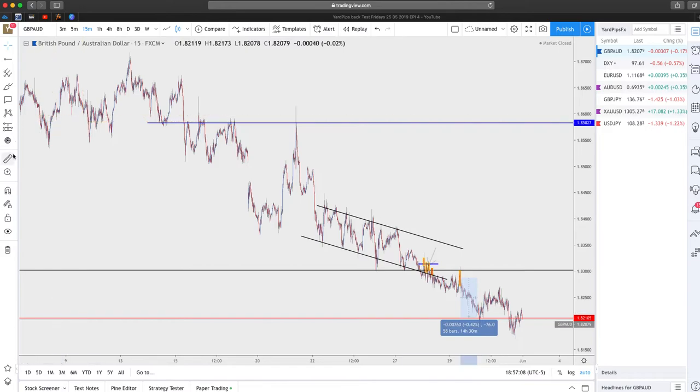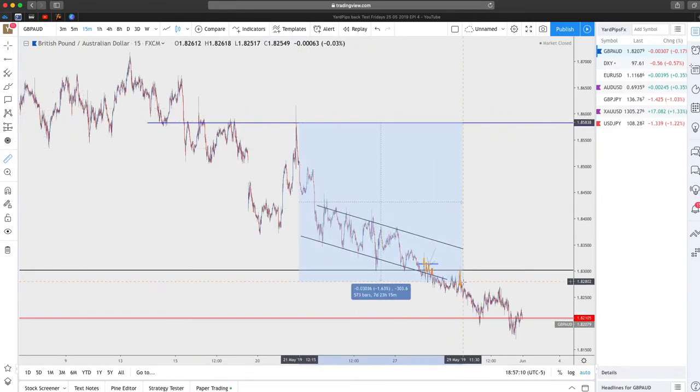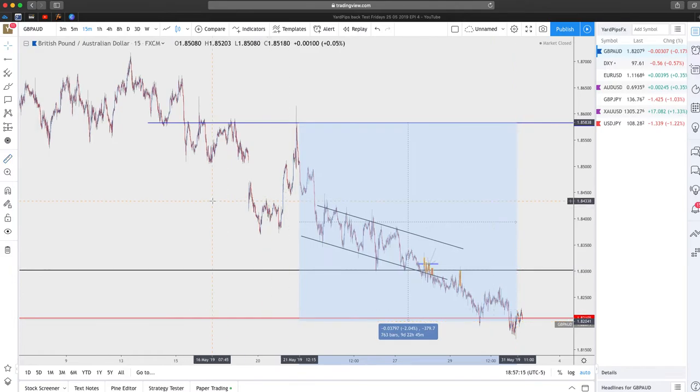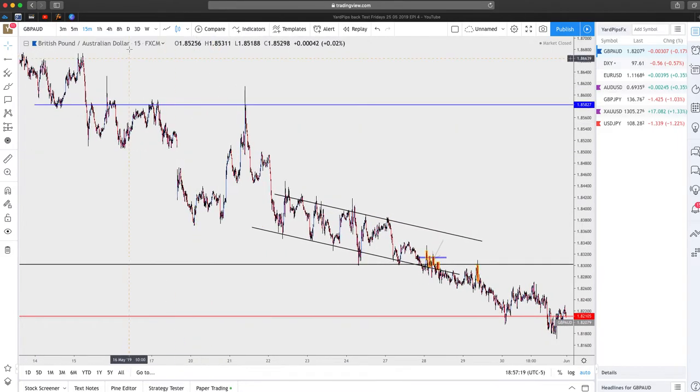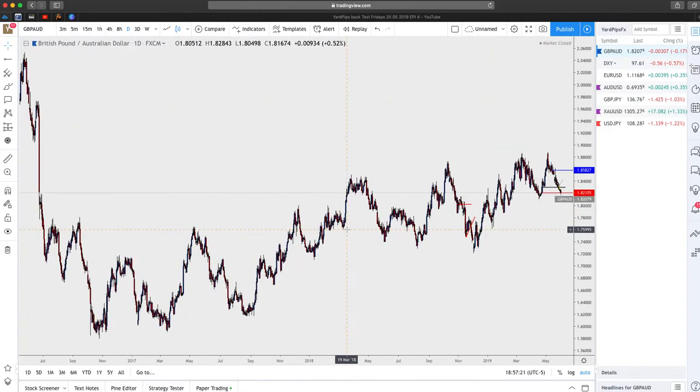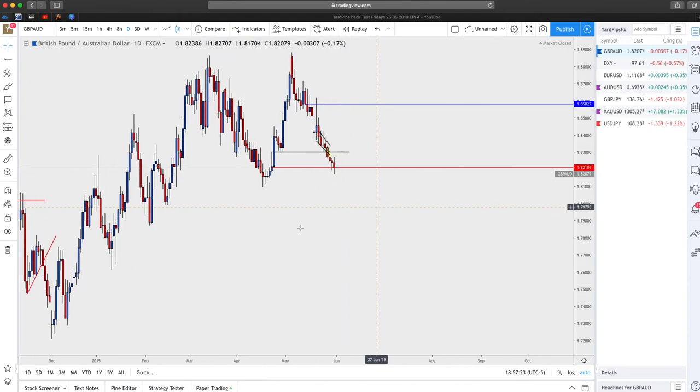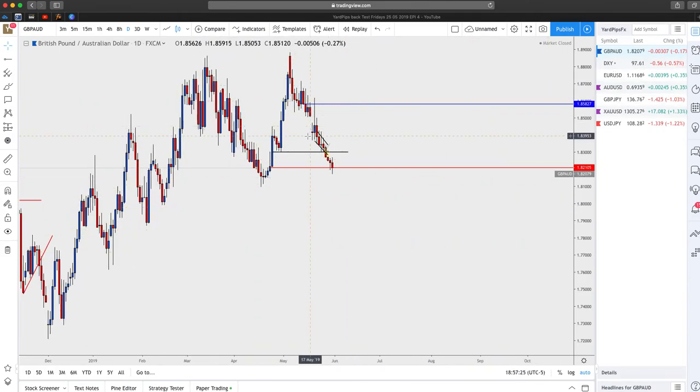Plus, if you're still in the trade from the previous week, you'd be up about 379, 380 pips. Nothing has changed. The market is just continuing in its downward trend momentum. Yeah, simple. Nothing hard about that Aussie trade.